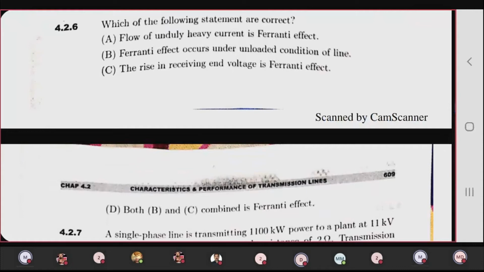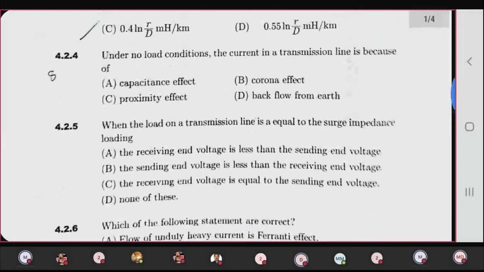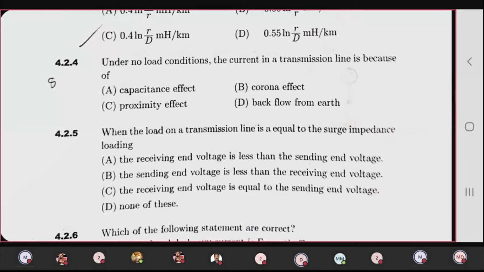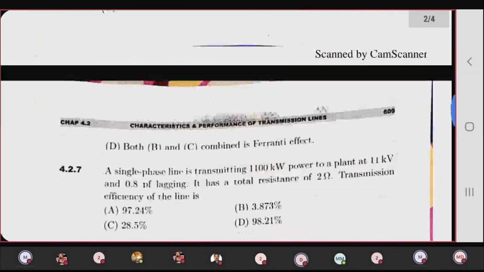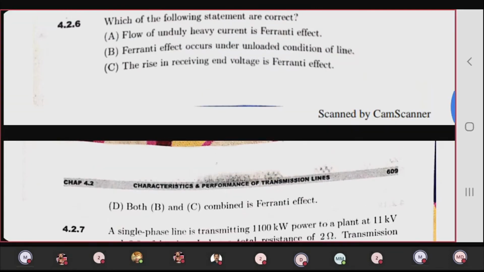The question is open to you. You may answer. You have to pick which option is correct: A, B, C, or D. I already discussed the Ferranti effect in the fourth question: under no load conditions, the current in the transmission line is because of capacitance effect, also known as Ferranti effect. Based on that, you have question number 6.